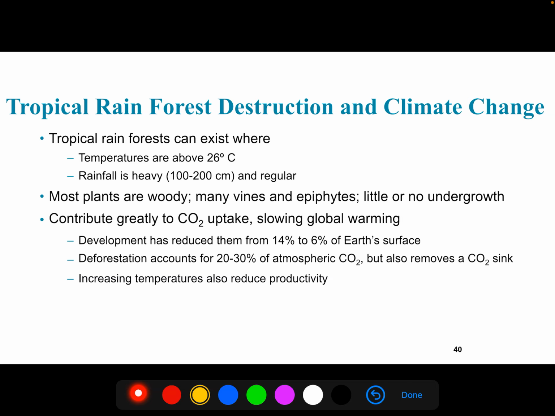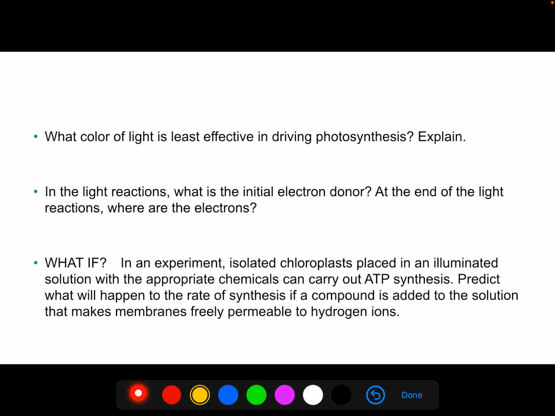And so here are the questions for this lesson. What color of light is least effective in driving photosynthesis? Explain. And in the light reactions, what is the initial electron doing? Where does the electron come from? And at the end of light reactions, where are the electrons? Okay, we're talking about the light-dependent reactions here.